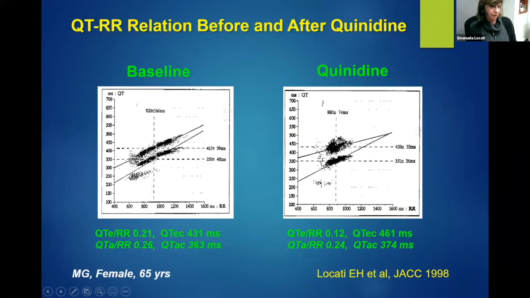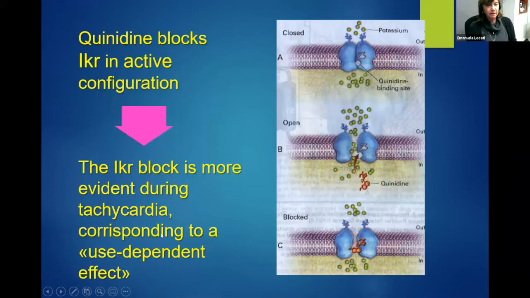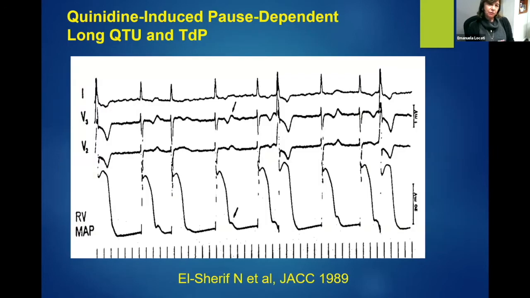And why is this so? You can also see this differential effect on the QT duration by heart rate with Holter monitoring. This is mainly due to the so-called use-dependent effect. What is a use-dependent effect? It's an effect which is more evident during tachycardia. In this case, the IKr block is more evident during tachycardia, and this is why quinidine is more toxic in correspondence of fast heart rate. But this is the effect we can see at the cellular level on quinidine, how it behaves.